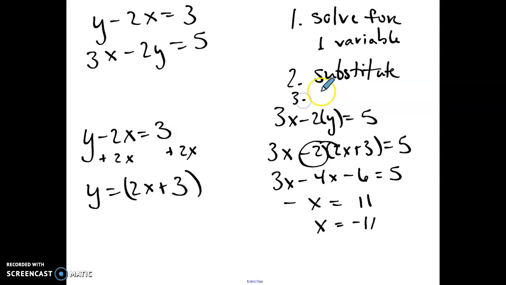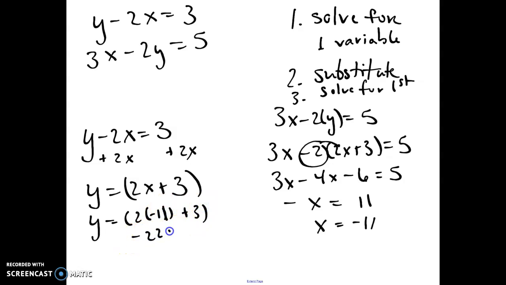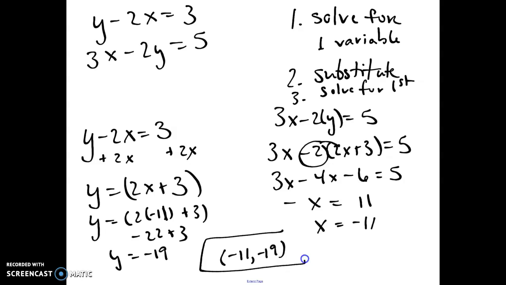My third step is to go back for the first variable. So I'm going to take this x and substitute it back in here. y equals 2 times negative 11 plus 3. Negative 22 plus 3. y equals negative 19. And now I have a solution, x, y. I should go back and double check that.